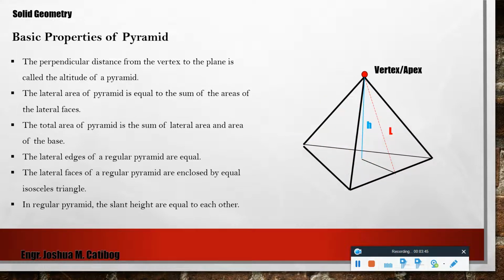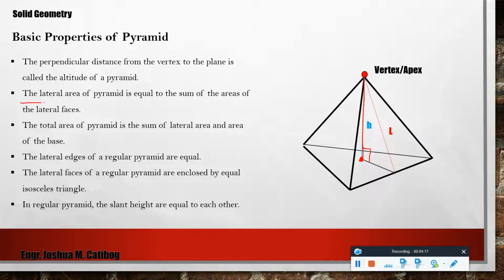Okay, so we have here the properties of the pyramid. The perpendicular distance from the vertex to the plane is called the altitude. Ito yung sinasabi ko, the perpendicular distance ng ating isang line from the vertex papunta po sa ating plane. At yung sa ating plane, it must be on the center of the plane if and only if the base is a regular polygon. Ulitin ko, pag regular polygon, equals po ang ating sides.